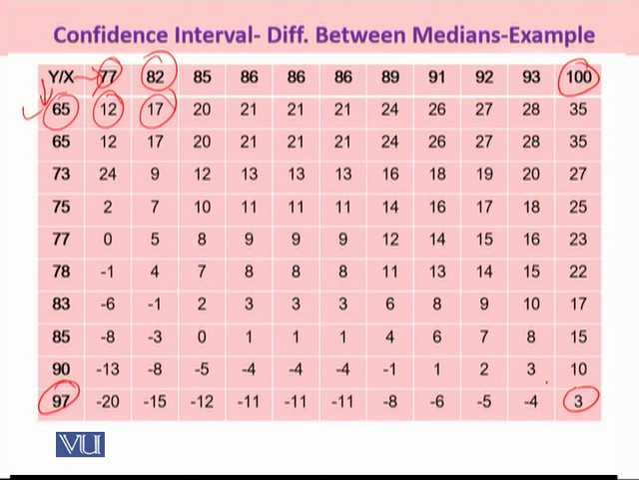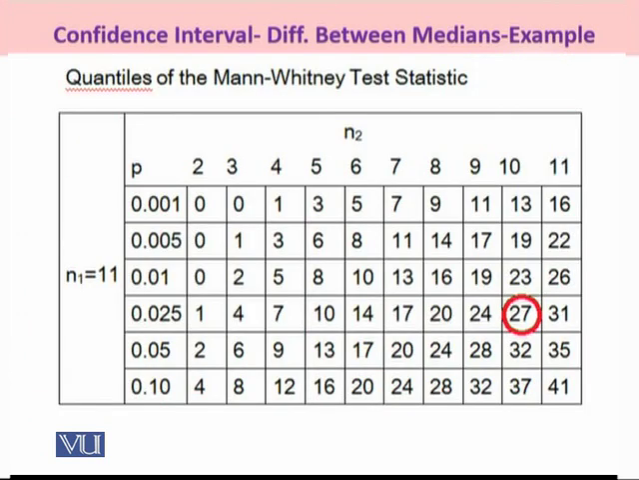Once you have calculated this table of all possible differences between the X and Y data sets, you have to find W alpha by 2 from the Mann-Whitney U table. Students, in front of you is a portion of the table of quantiles of the Mann-Whitney U test statistic. In my data set, the size of the first group, that is the sample size of the first group, was 11, and against this I have picked up these n2 values from the Mann-Whitney U test table.